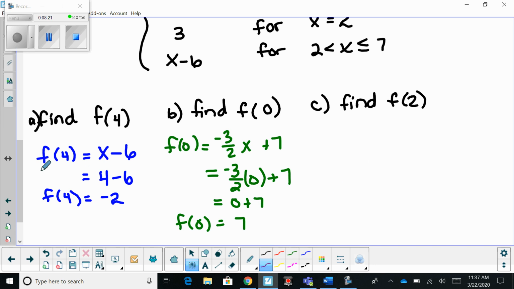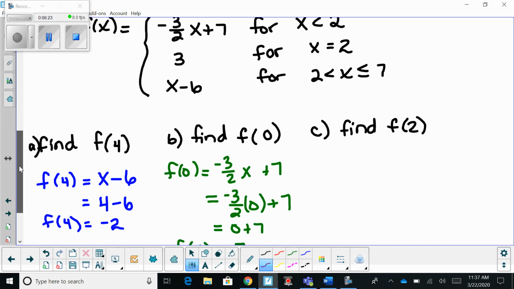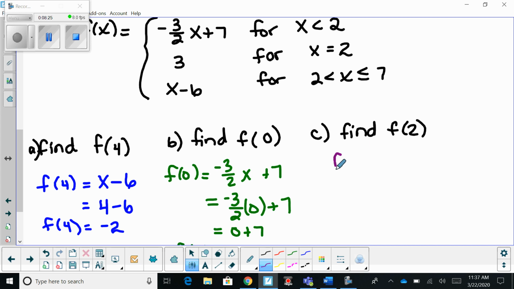The last piece to this example, letter C, find f of 2. Well, 2 is equal to 2. This piece is a constant. It is the value 3. There's no x to plug in. If x equals 2, the value is 3.